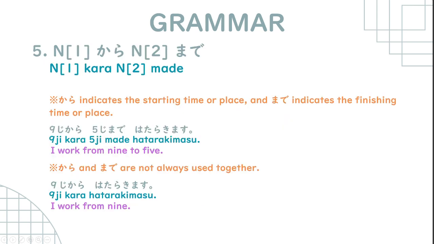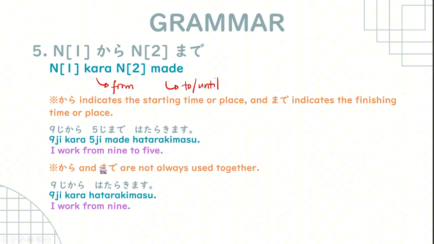Next up we have kara and made. Kara here means from, and made here means to or until. Kara indicates the starting time or place, and made indicates the finishing time or place. For example, we have 9時から5時まで働きます. I work from 9 to 5.